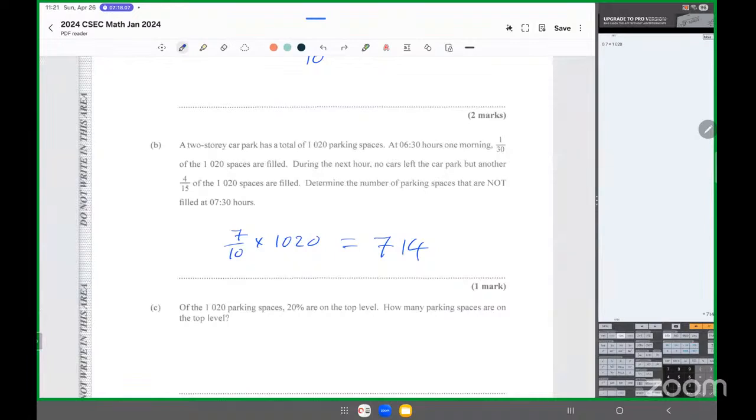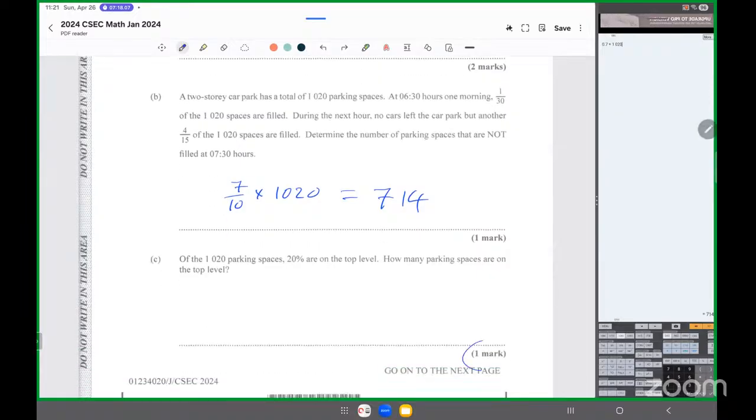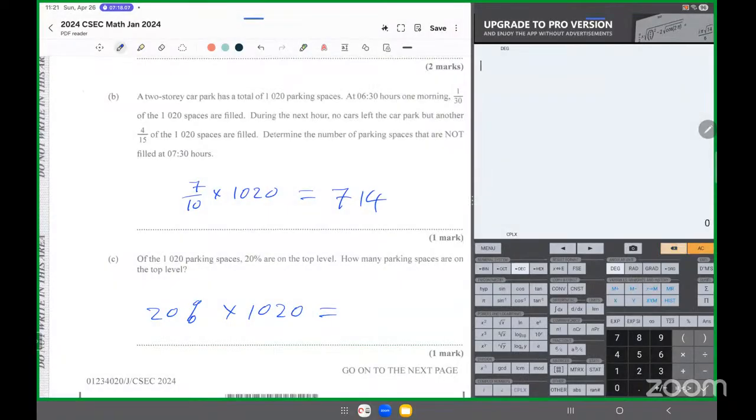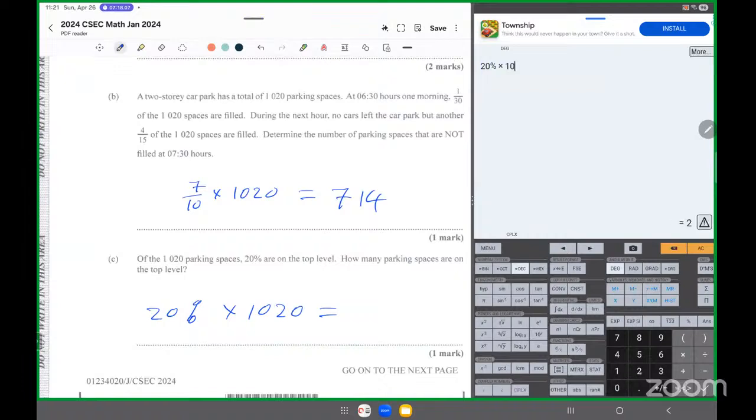The question says, of the 1,020 parking spaces, 20% are at the top level. How many parking spaces are at the top level? Simple again, another 1 mark question. So it's 20% times 1,020, which equals 204. 204 is the answer.